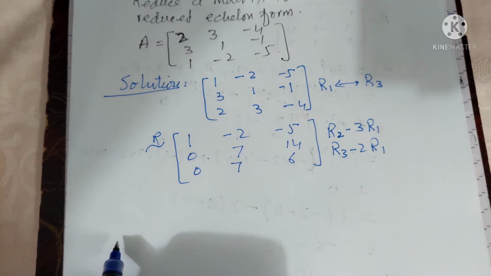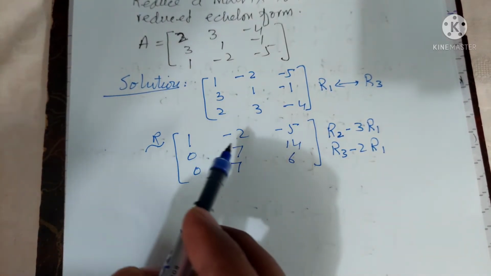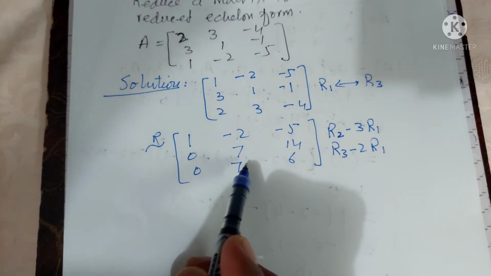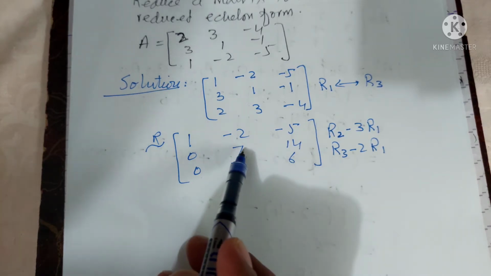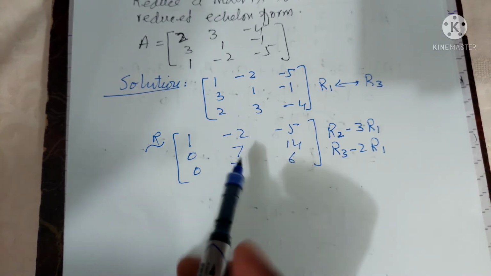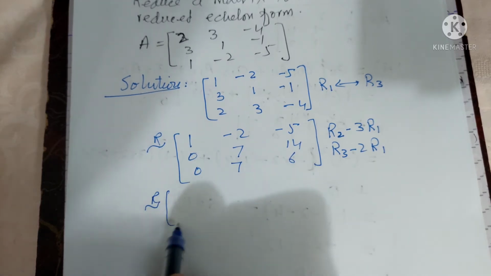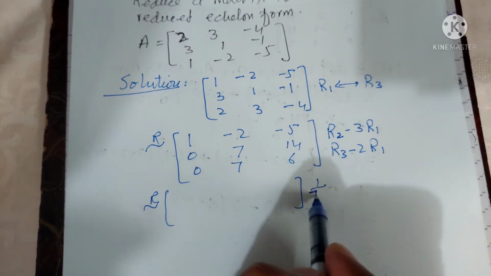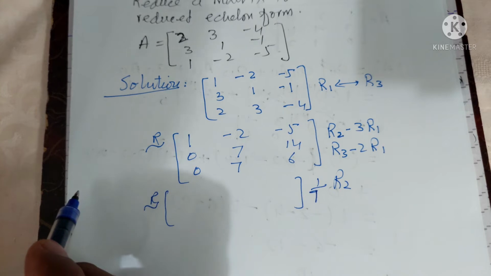Now we have to make this 7 zero, or we can do one more thing. We have to make that 7 which is in the second row into 1, then we can use that one to make the 7 in the third row 0. So how can we do it? I will write 1 by 7 R2. So I'm just multiplying 1 by 7 with every element of R2.